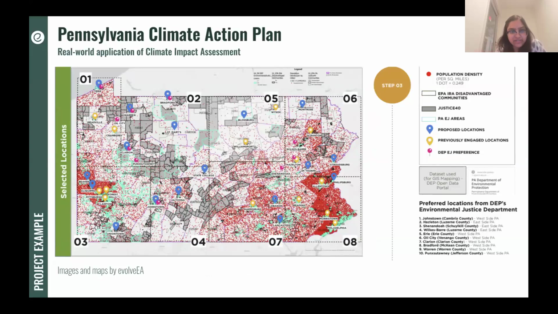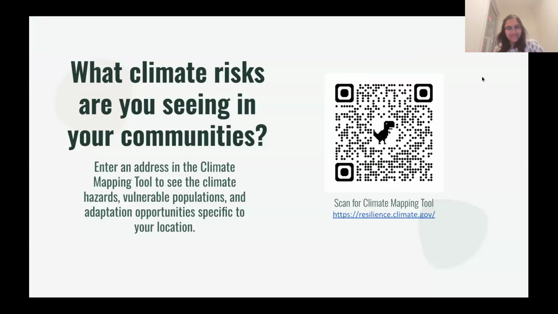requiring targeted adaptation strategies. So we ended up dividing the state into 8 pieces based on population density, EJ designated areas, places dealing with energy transition, industrial pollution, and with low internet access. The state DEP then prioritized 8 such locations, one within each piece, to carry out engagement activities. So, as you can see with this project, the climate impact assessment coupled with engagement strategies is a great tool to reach or target vulnerable populations. And with that, we have a quick exercise in the next slide. So, Grace, back to you.